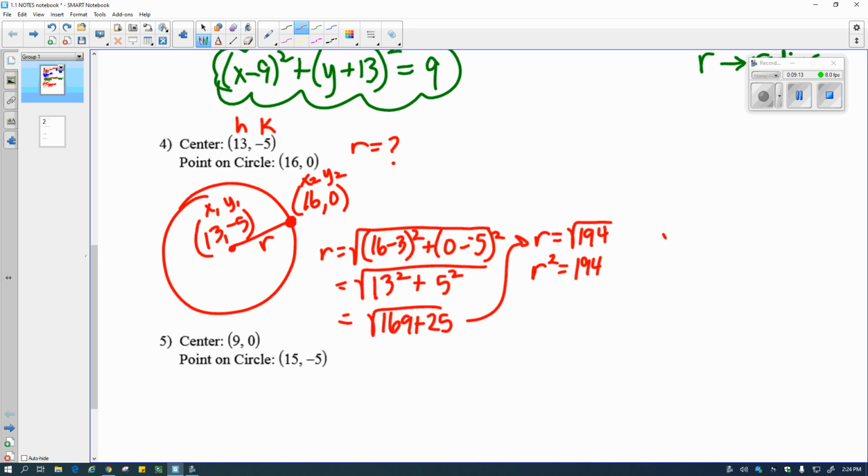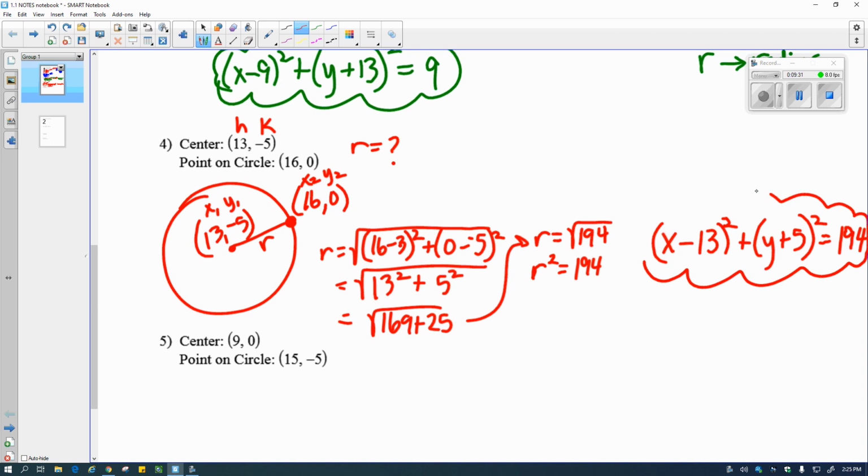This is (x minus h) quantity squared plus (y minus k) quantity squared, remember minus a negative becomes positive, equals 194, which is the radius squared. And so there is my, again, final answer on that one.